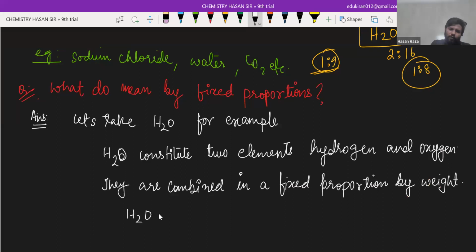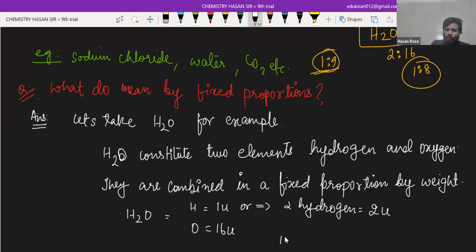Like H2O, what is the mass of hydrogen here? That is 1 u, the mass of 1 atom. But there are 2 hydrogen atoms, so that is equal to 2 u. And for oxygen, only one oxygen is there, 16 u. If you take the ratio hydrogen to oxygen, it will be 2 is to 16, that is 1 is to 8. If the ratio changes, the product also changes.